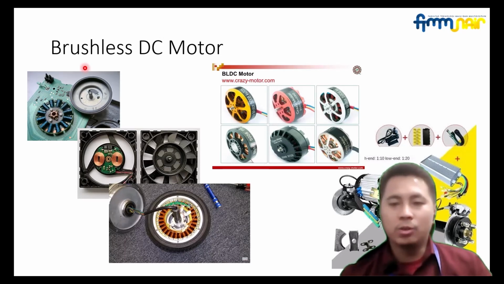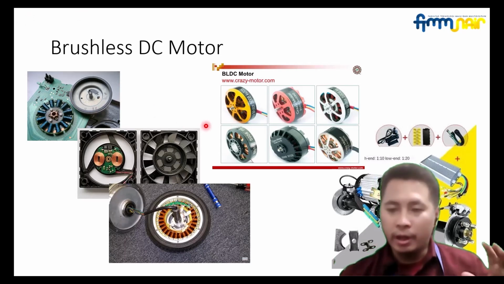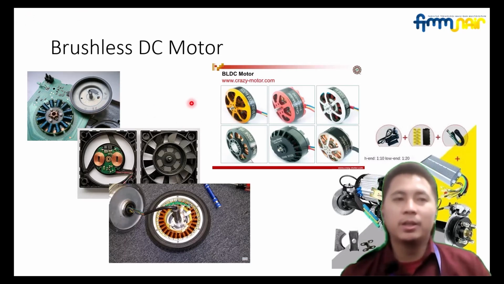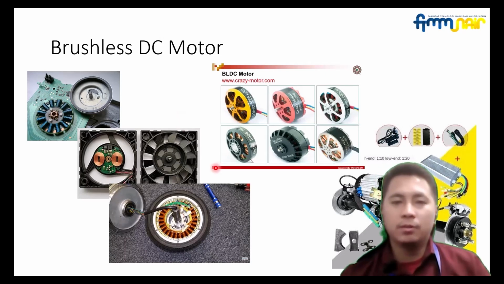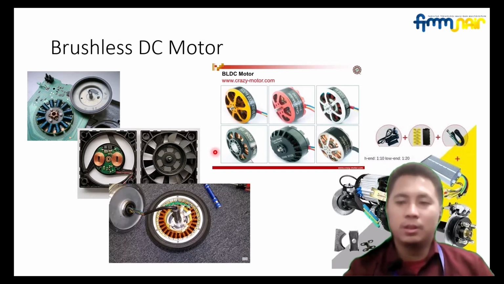You can see it on the picture. Actually, this motor is commonly used in many areas. It's used for computer hard drives, electric vehicles, electric bicycles, industrial robots, washing machines, blowing fans, and so on. Yeah, there are so many applications of the brushless DC motor.